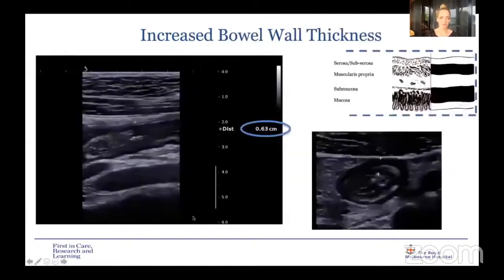So increased bowel wall thickness, again, you can see here, this is that bowel wall. You see that measurement, which is measured to be 0.63 centimetres or 6 millimetres, which is obviously greater than your 3 millimetres, so that's considered pathological. That's again here, that's in that longitudinal section, and this is cross-sectional, and you can see again, it's thickened.